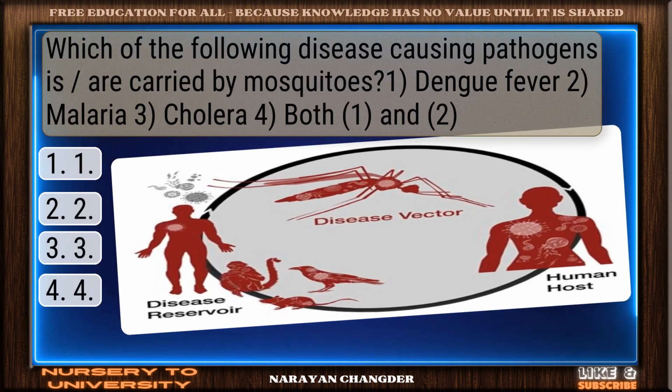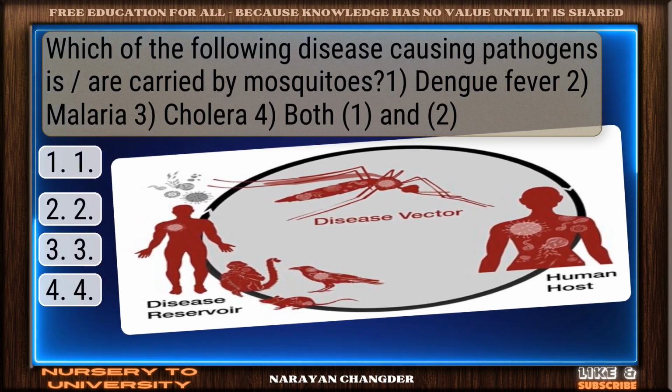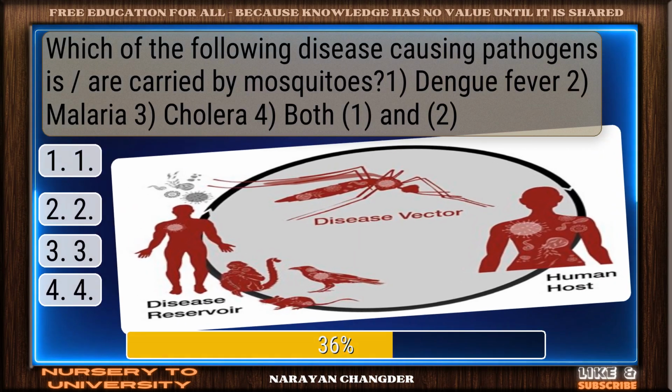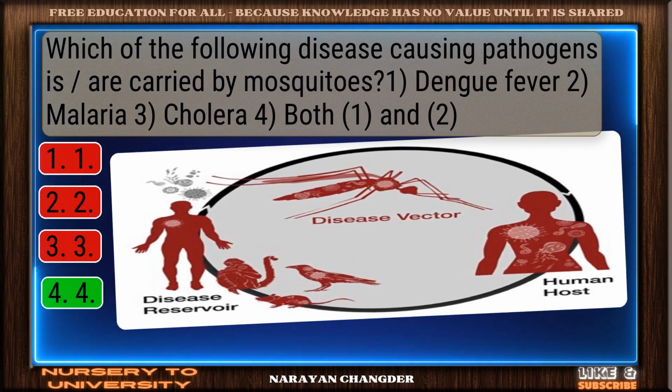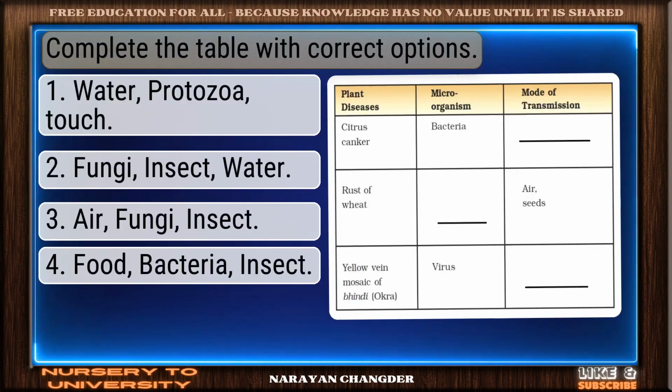Which of the following disease-causing pathogens are carried by mosquitoes? 1. Dengue fever, 2. Malaria, 3. Cholera, 4. Both 1 and 2. Strong choice. 4 is the right answer.